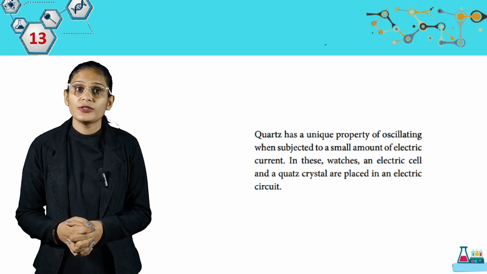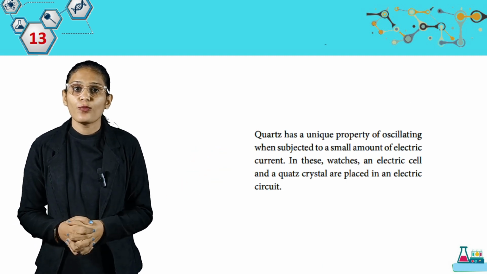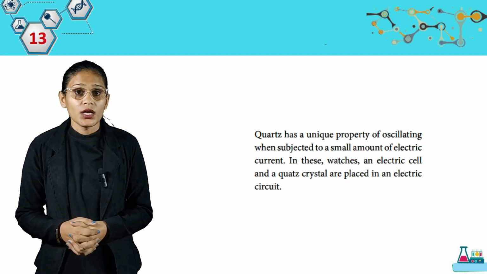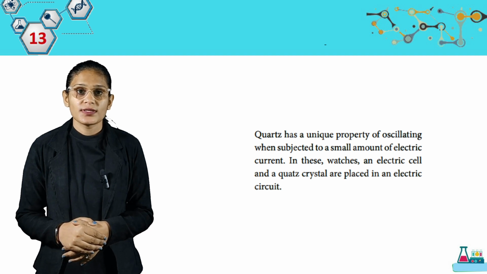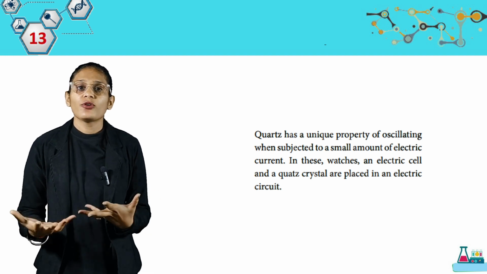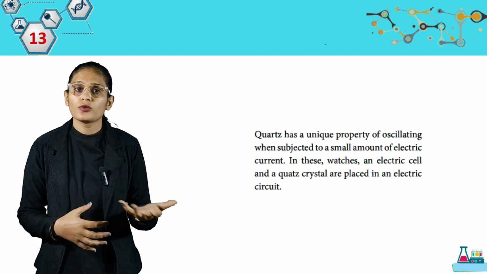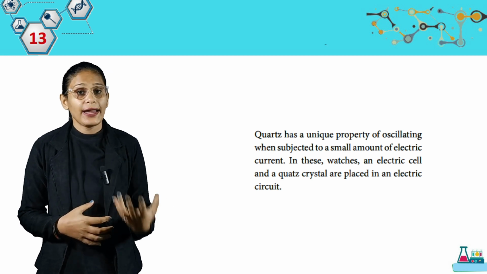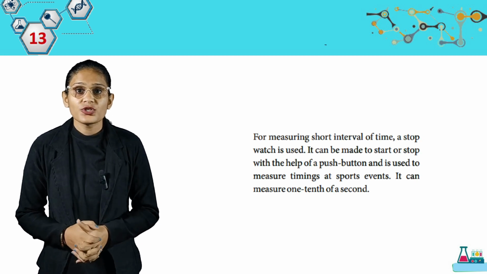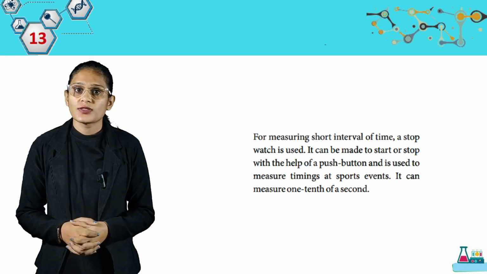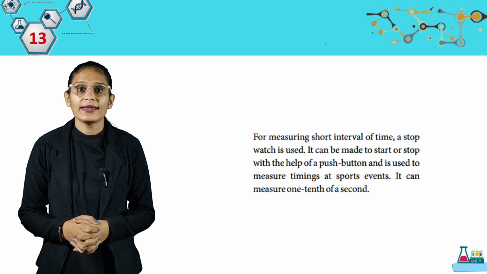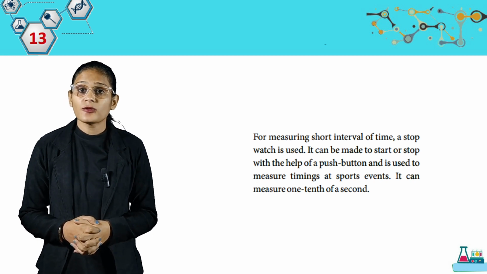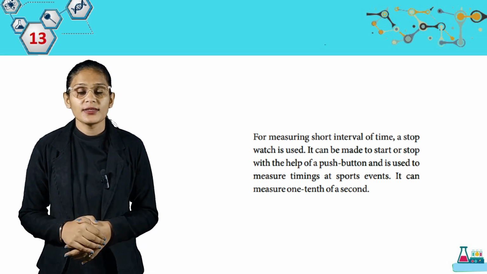Quartz has a unique property of oscillating when subjected to a small amount of electric current. In these watches, an electric cell and a quartz crystal are placed in an electric circuit. So students, what we use today is a quartz watch or quartz clock. For measuring short intervals of time, a stopwatch is used. It can be made to start and stop with the help of a push button and is used for measuring time at a sports event. It can measure 1/10 of a second.